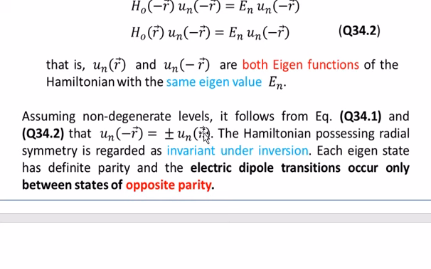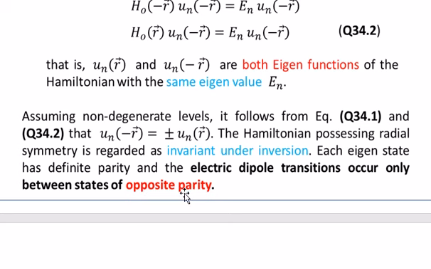Assuming non-degenerate levels, it follows from equations 34.1 and 34.2 that un of minus r can be written as equal to plus or minus un of r. The Hamiltonian possesses a radial symmetry, and is regarded as invariant under inversion. Each eigenstate has a definite parity, and the electric dipole transitions occur only between states of opposite parity.